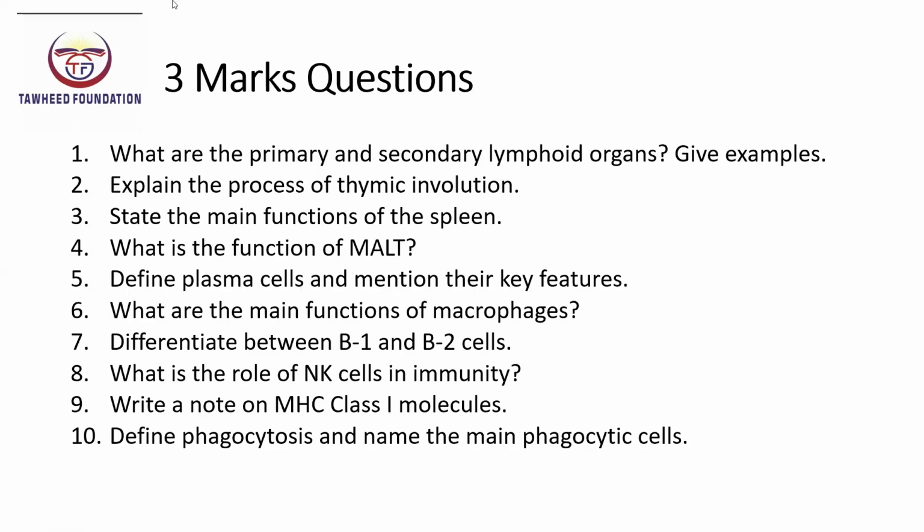So for question parts, 3-mark questions. First, explain what are the primary and secondary lymphoid organs. Give examples. Second, explain the process of thymic involution. Third, state the main function of the spleen. Fourth, what is the function of MALT. Fifth, define plasma cells and mention their key features. Sixth, what are the main functions of macrophages.